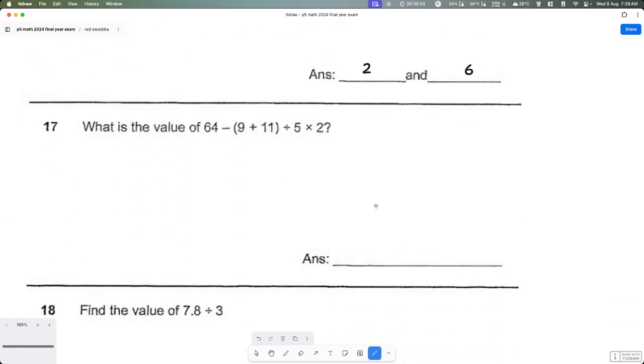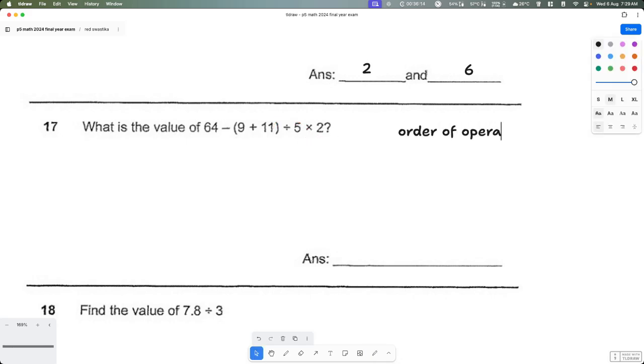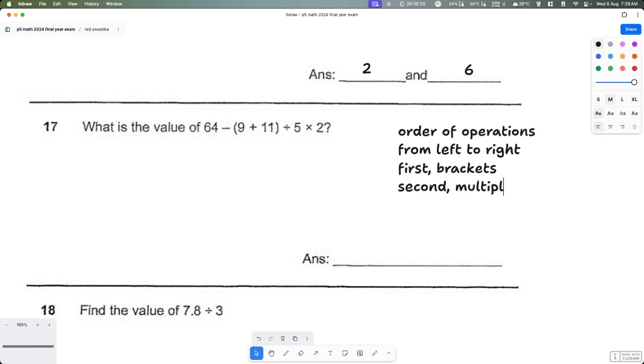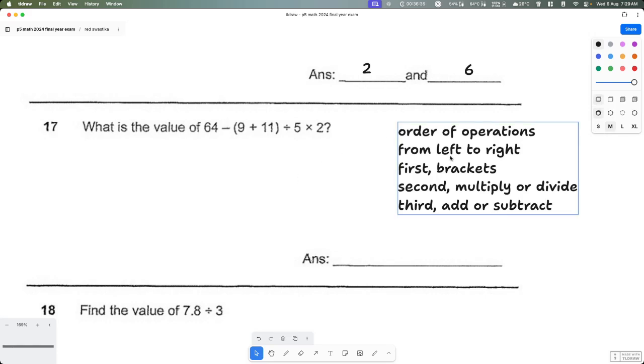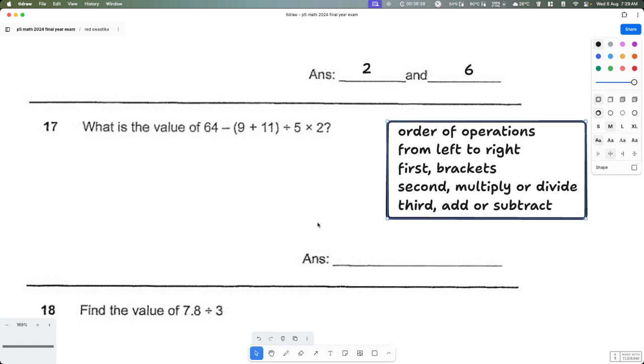Question number 17. What is the value of 64 minus 9 plus 11, divided by 5 times 2? So this is the order of operations, from left to right. First is brackets. Second is multiply or divide. And then third is add or subtract. So this is the order of operations, just to give you a recap.